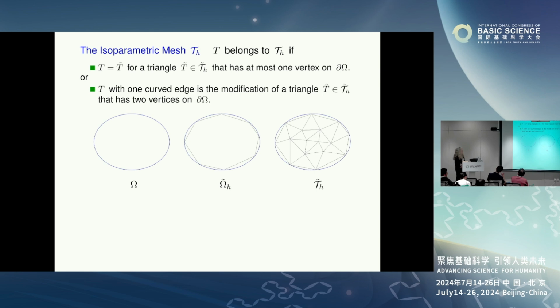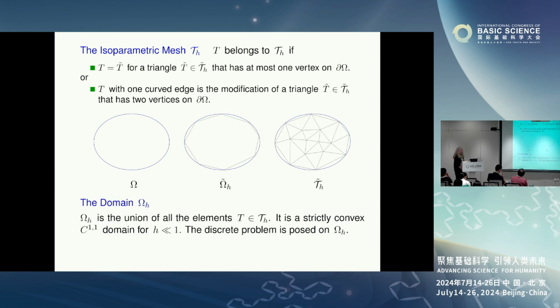Now, there are two types of triangles in the isoparametric mesh Th. It can be a triangle in Th tilde that has at most one vertex on the boundary of omega, or it can be a triangle with one curved edge that's a modification of a triangle with two vertices on the boundary of omega. Now, the domain omega h is then the union of all the elements from the isoparametric mesh. It's a strictly convex domain if h is sufficiently small. And our discrete problem is posed on this domain.